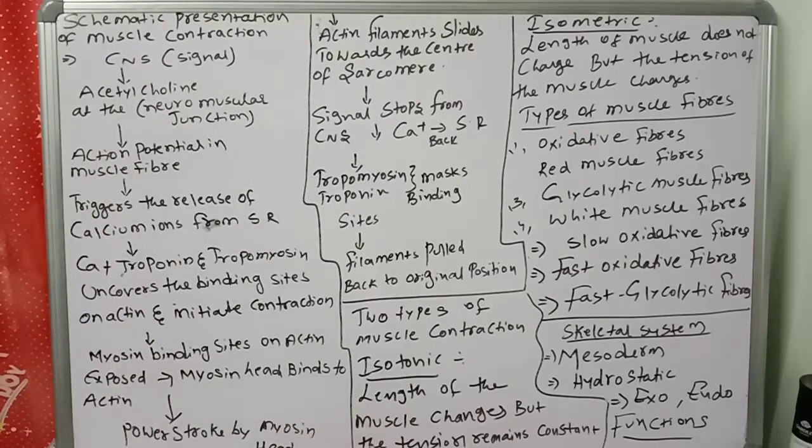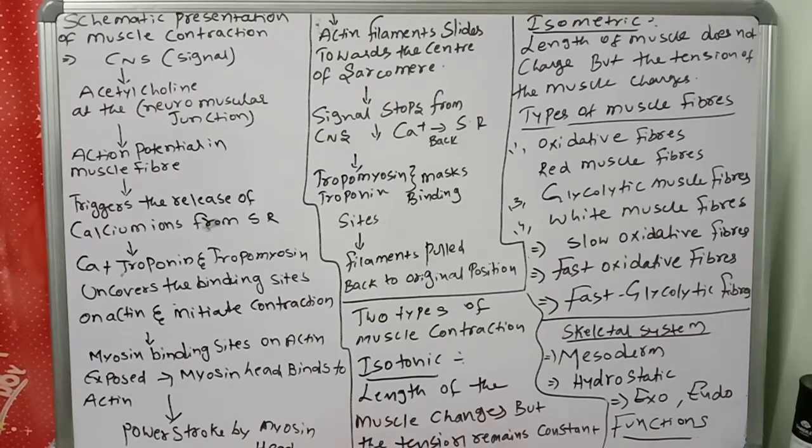The neurotransmitter acetylcholine, troponin and tropomyosin, and calcium uncover the actin binding sites and initiate the contraction. What is isotonic? What is isometric? In isotonic, the muscle length changes but tension remains constant. In isometric, the length of the muscle does not change, but the tension of the muscle will be changed, like pushing against a wall. Types of muscles: oxidative fibers, red muscle fibers.